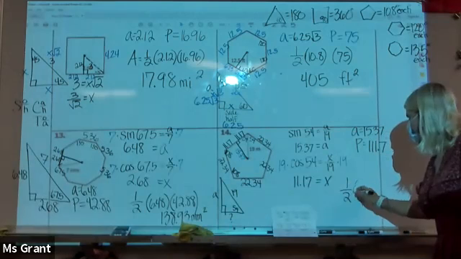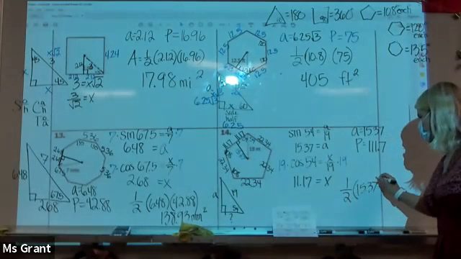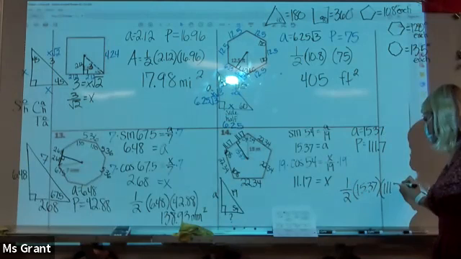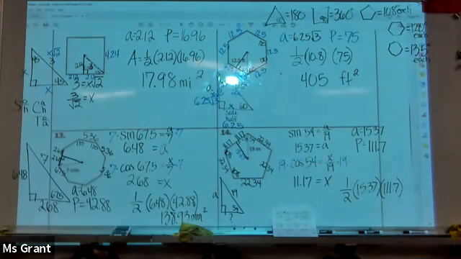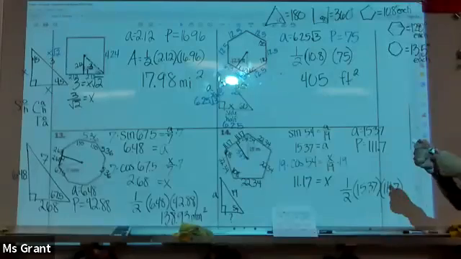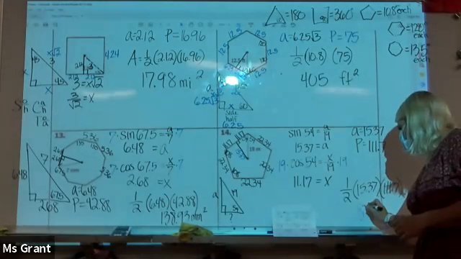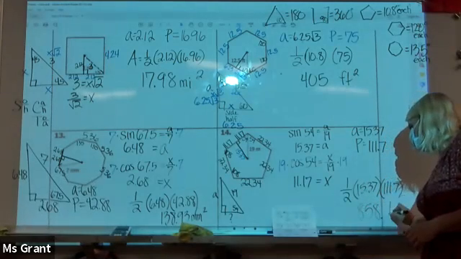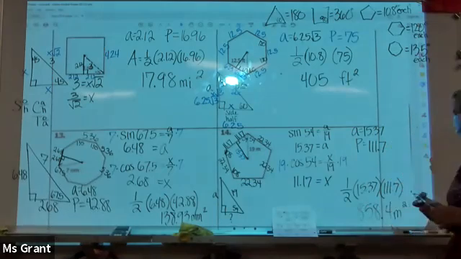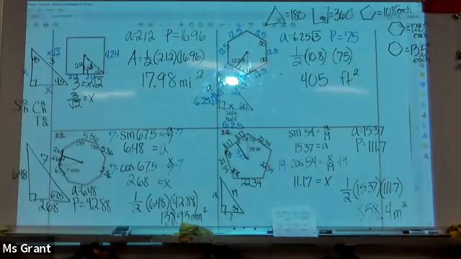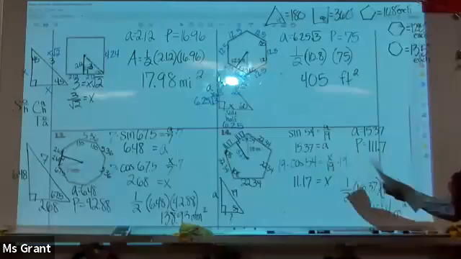Formula is 1/2 apothem times perimeter. 1/2 apothem times perimeter. And then we're, oh yeah, 858.4 meters. Do the multiplication. That's perfect. Really good.